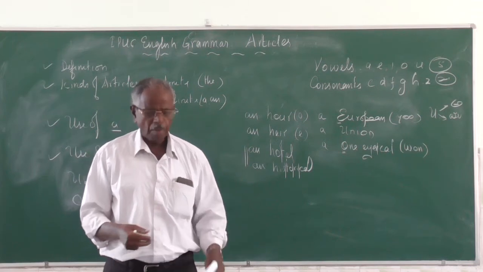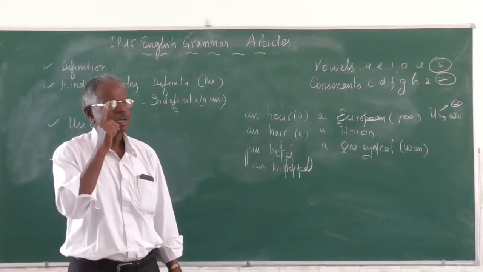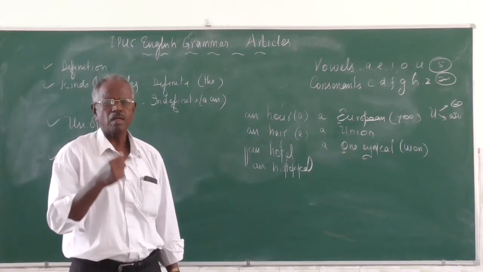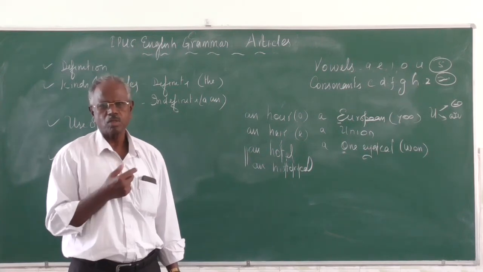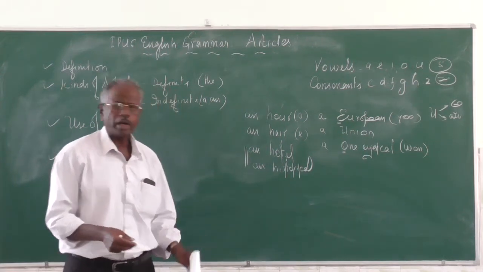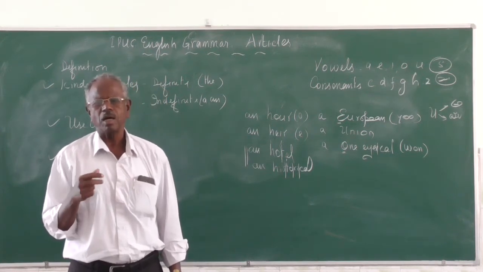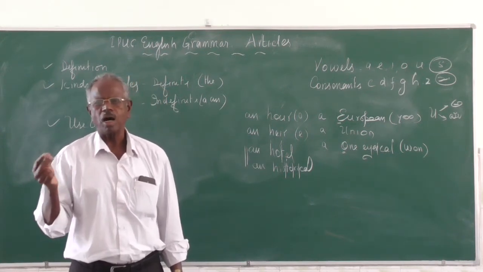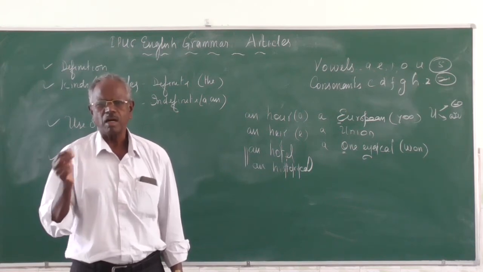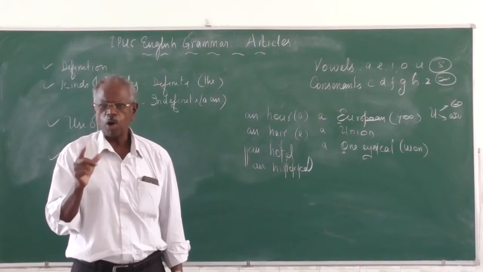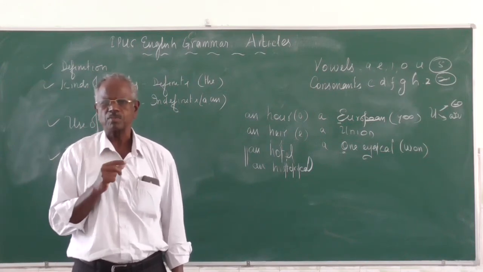Then before a common noun which is unique, which is special, only one. For example, sun, moon, earth: the sun, the moon, the earth. They are all unique nouns, so we use the. Then before names of religious books: the Bible, the Quran, the Bhagavad Gita, the Upanishad, the Ramayana. They are all proper nouns, but before the religious books we use the. Otherwise, we are not supposed to use it.